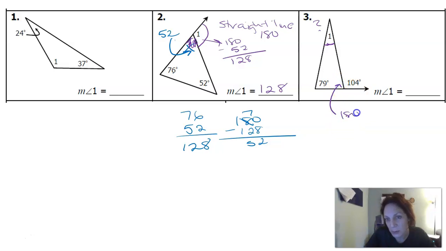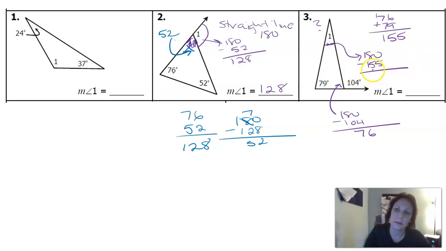This angle right here must be 180 minus 104. So that makes it 76. So this angle right here is 76. Well, now that I know these two, I can figure out this one, right? It's just kind of a two-step process now. So 76 plus 79 is 155. So to get this, all I have to do is do 180 minus 155. So what's that? 25. And there we go. Right.